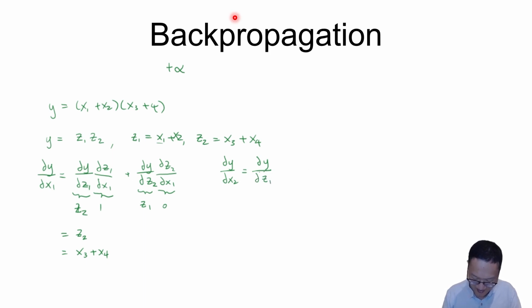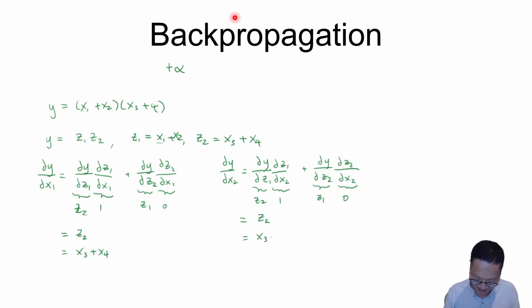Again, the direct dependencies of y. We need the partial derivatives of these, and then we need to differentiate z1 with respect to x2, and then z2 with respect to x2. And this part is z2, this part is 1, this part is z1, this part is 0. So then we get the answer is z2, which is also x3 plus x4.